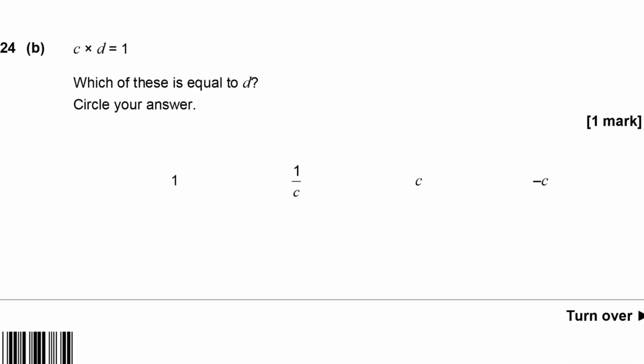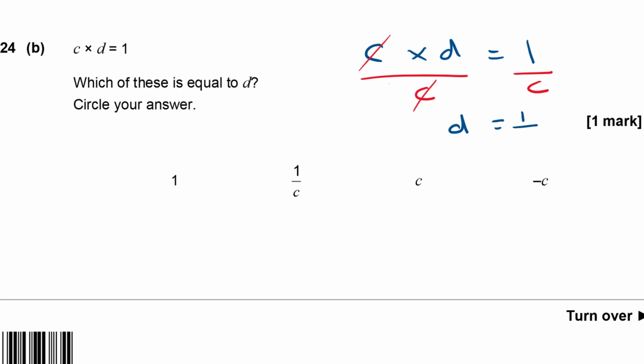Okay, and part b it says c times d is equal to 1. Which of these is equal to d? So again, if I write down c times d is equal to 1, now if I want to get d by itself, I'm going to have to divide both sides by c, which I'm just going to write like this, I think. Divide by c, divide by c. You can see that that c and that c will cancel each other out, and it will just leave you with d on the left hand side. On the right hand side we're going to have 1 divided by c, or 1 over c. Which is that one there? Okay, so it's 1 over c.